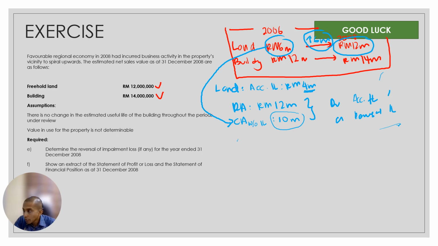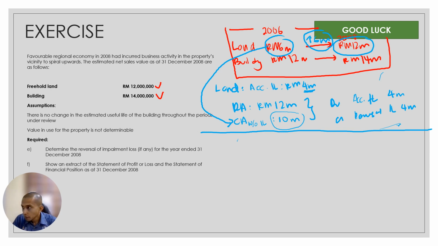So the reversal only happened by 6 to 10, which is 4 million, right? So only 4 million. We cannot increase by 12 million. We cannot increase by 6 million because 6 million would become 12 million, which is higher compared to the original amount, the CA without impairment loss. If it is for building, I use a different color.